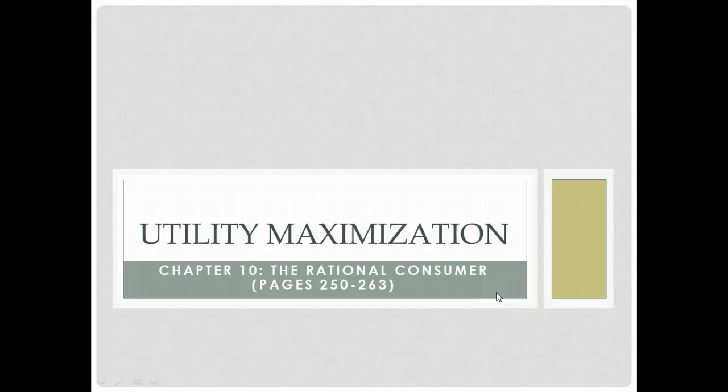Hi, welcome back. Today we're going to look at maximizing utility, and that's in Chapter 10 of your book, pages 250 to 263. And our goals for today are to make sure that we understand and can explain the concept of diminishing marginal utility, and then use that information and marginal analysis to determine what our optimal consumption bundle is. What's the optimal amount of each good or service that I am interested in purchasing, and how much of each should I be purchasing in order to maximize my happiness.